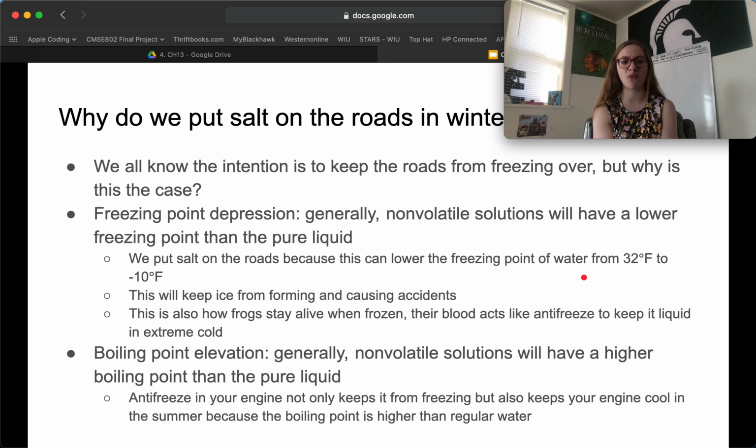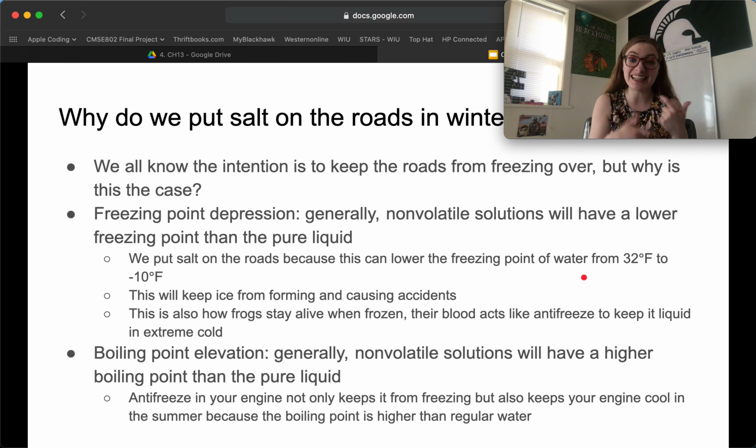We all know that the intention is to keep the roads from freezing over, but why does that happen? Well, generally, in a non-volatile solution, so something that's relatively stable, we will have a lower freezing point than the pure liquid, and we call this freezing point depression. So we put salt on the roads because, depending upon the salt you use, or how much salt you use, you can lower the freezing point of water from 32 degrees Fahrenheit, where it usually freezes, down to -10.